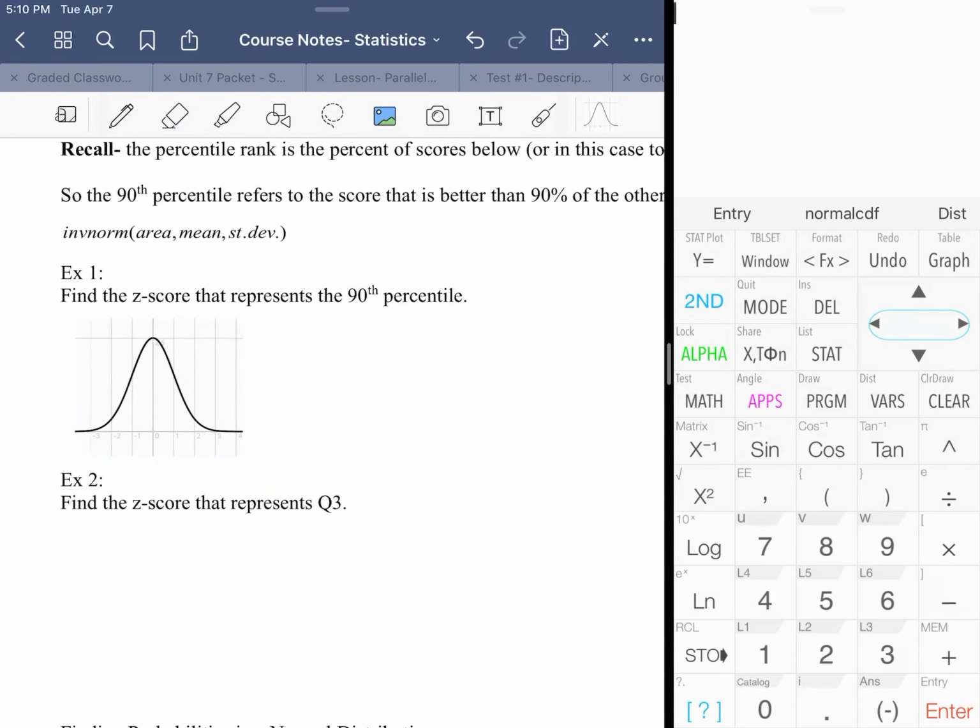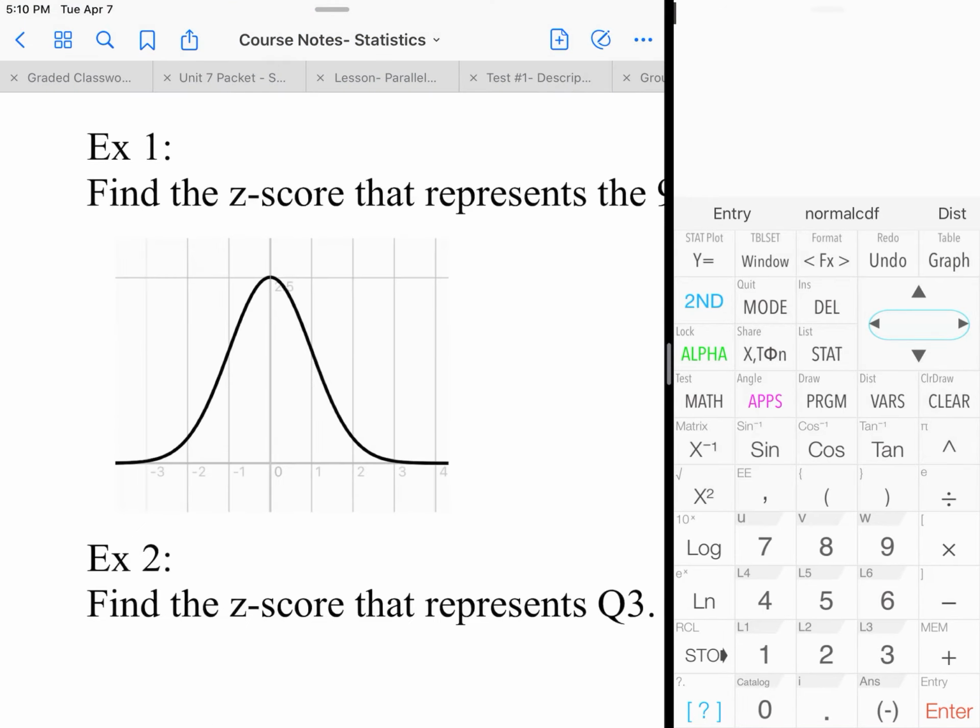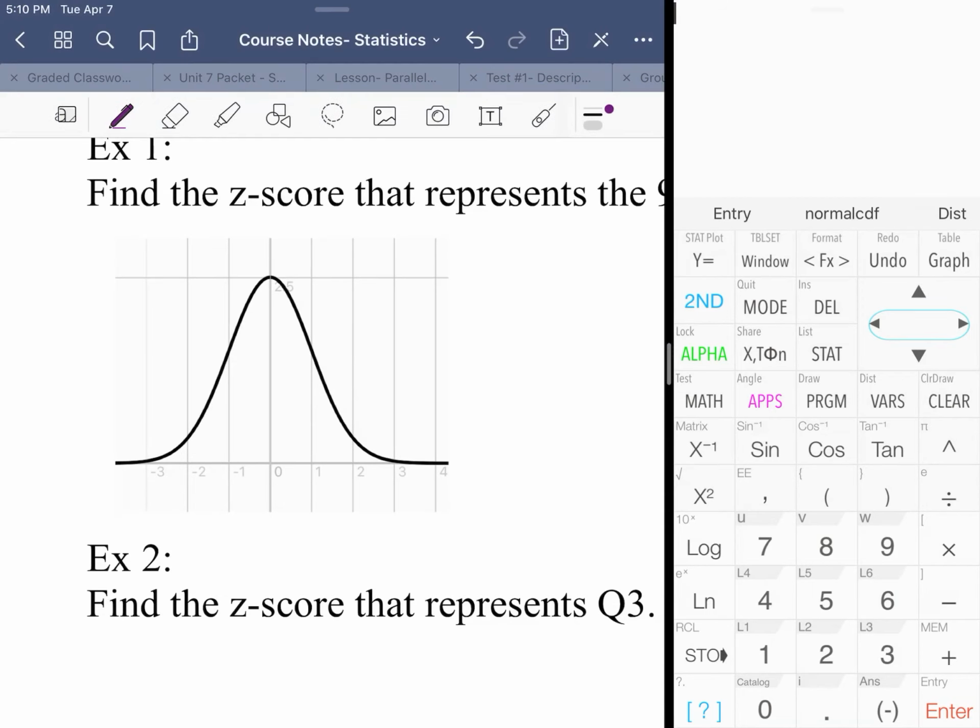I'm going to ballpark where 90% is. I have no idea, so I'm just going to wing it. Why did I put it here? I don't know, because it looks like it's 90%.